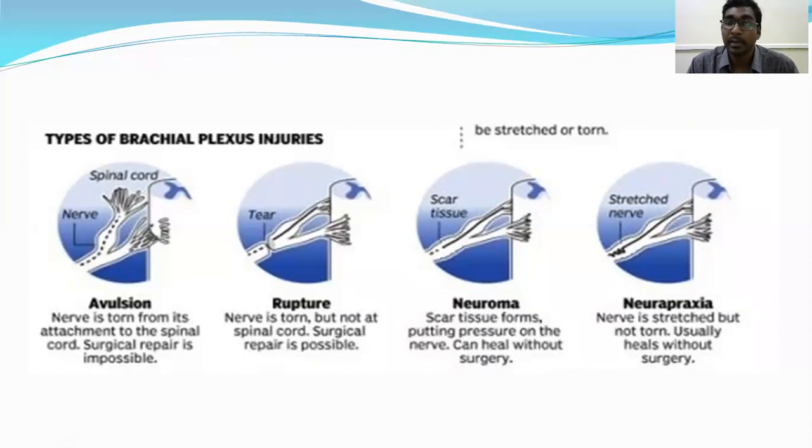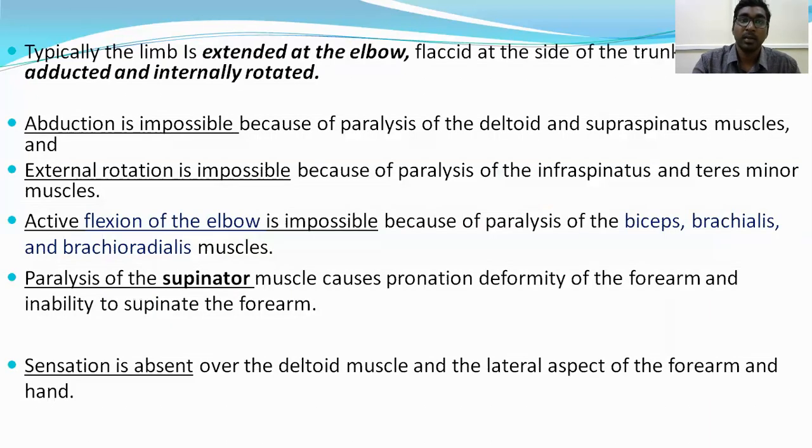It was discussed in the previous class. Neuropraxia is 100% recoverable, but may take time. It is a very proximal injury. So how does Erb's palsy express itself? I previously told you that in Erb's palsy, three main nerves are damaged: the suprascapular nerve, the axillary nerve, and the musculocutaneous nerve.